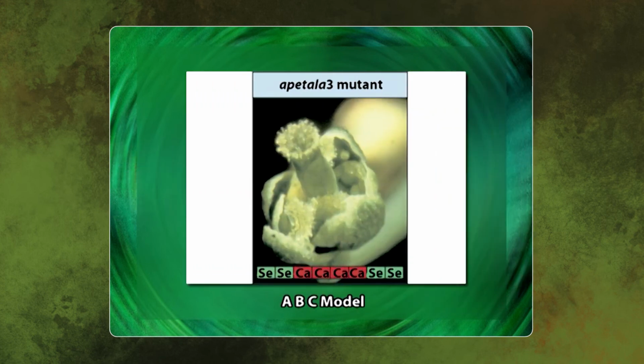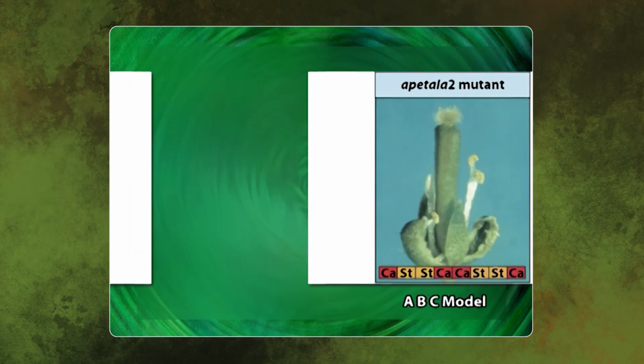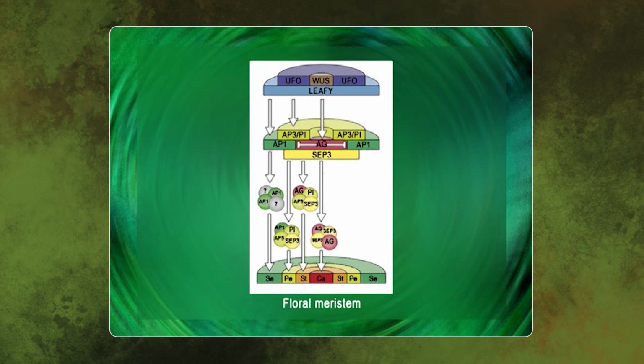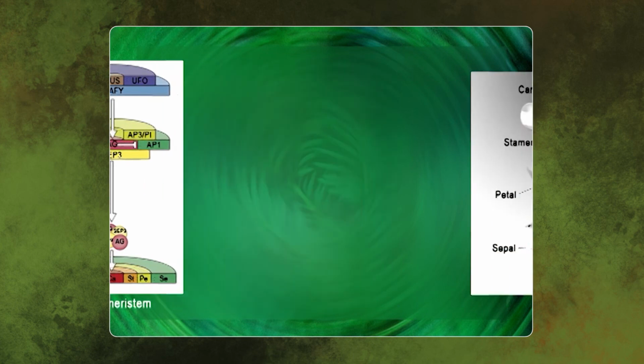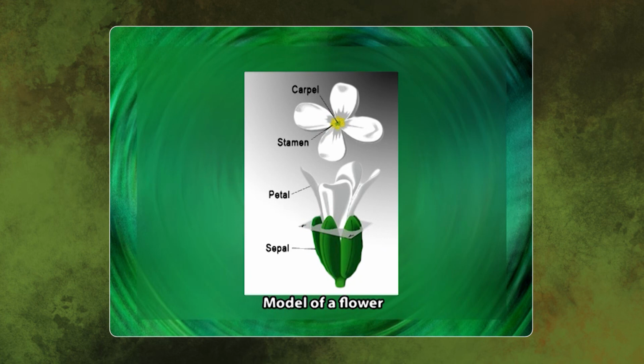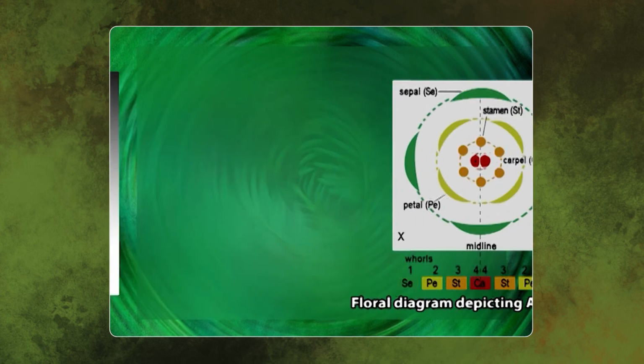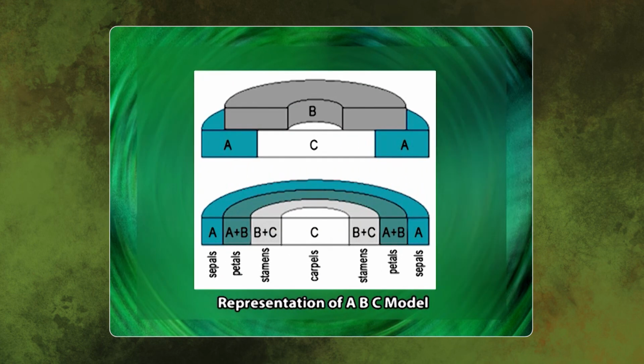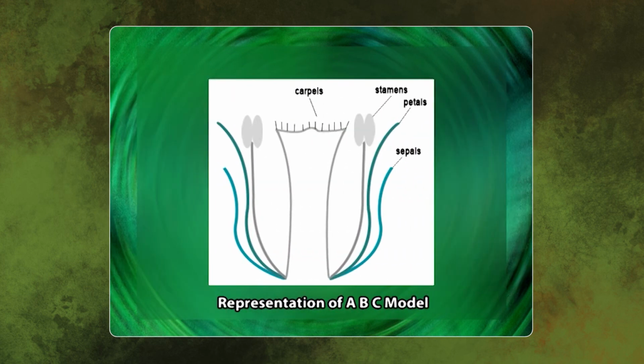The genes responsible for activity A are designated as APETALA2 and APETALA1. Mutation in these genes results in the development of carpels in the first whorl and stamens in the second whorl. Activity B is governed by the genes APETALA3 and PISTILLATA, whose mutation results in the development of sepals in whorl 2 rather than petals and development of carpels in whorl 3 rather than stamens. Finally, activity C is defined by the gene AGAMOUS, the mutation of which results in the formation of petals in the third whorl rather than stamens.